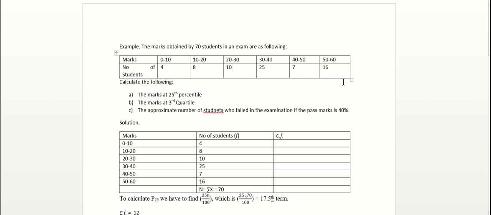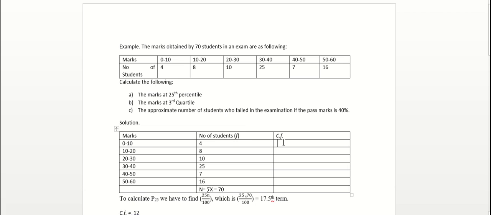So this is the information given to you, and what we have to calculate here is the marks at the 25th percentile, the marks at the third quartile, and the approximate number of students who failed in the exam if the pass marks is 40%, right? This is the information which is given to us. Now we have to calculate these three things.